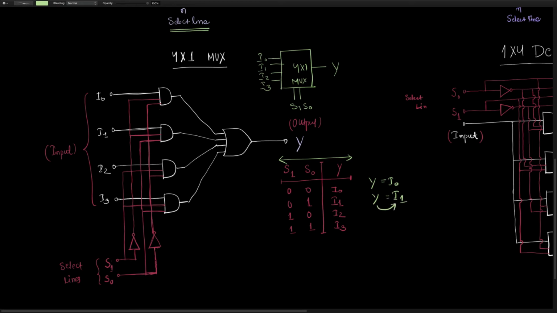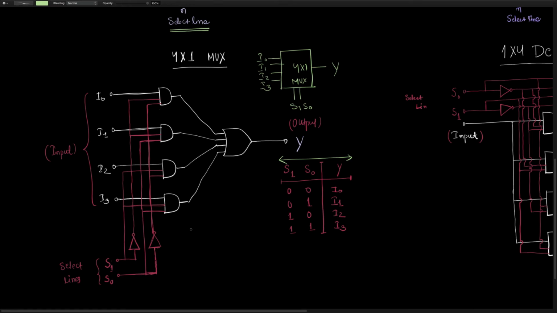If the other inputs like I0, I2 and I3 change, that will not affect the output. Okay, only the changes in I1 will be reflected on the output, because your select line selects that particular input. So we can have multiple inputs which may change simultaneously, but depending on the select line, your output would follow a particular input.